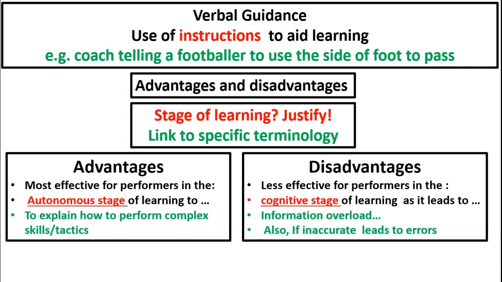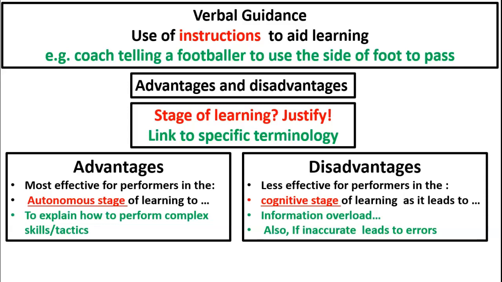So I said to you at the very start of this slide, we need to make sure we know that visual guidance, going back, is most effective for cognitive stage learners, and we now know that verbal guidance can be considered most effective for autonomous stage learners because it allows you to explain how to perform in-depth tactics. It's less effective for cognitive stage learners as it can lead to information overload. Okay, and if inaccurate, can lead to errors.